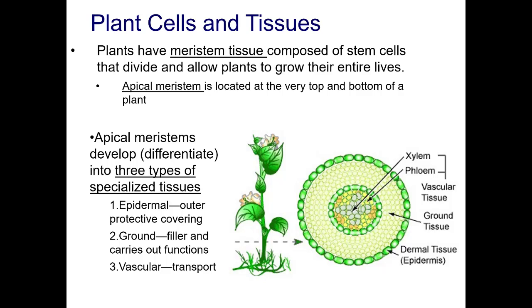But once those undifferentiated cells are created, they generally fall into 3 different categories: the epidermal cells, which are the outer protective coating of the plant; the vascular tissue, the transport system within the plant; and then all of the material that's kind of holding the plant together, which is the ground tissue.